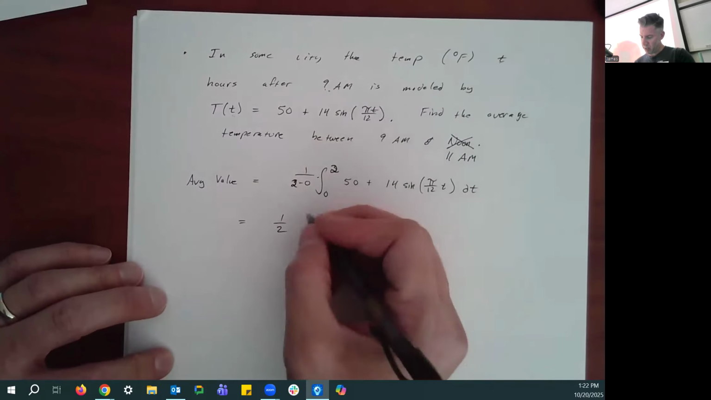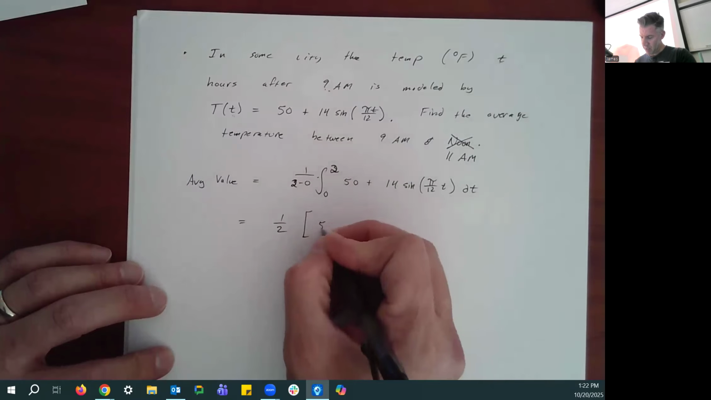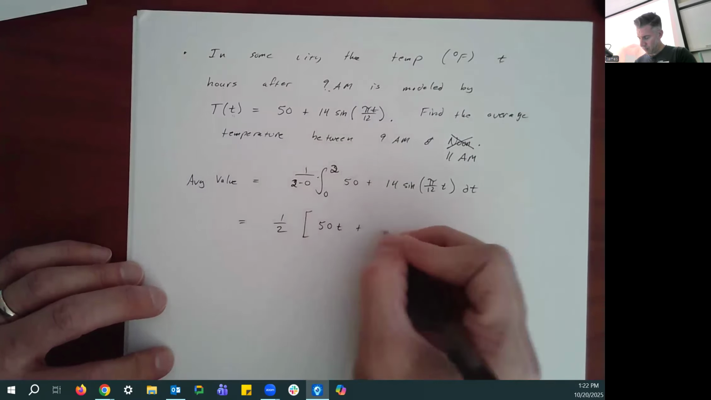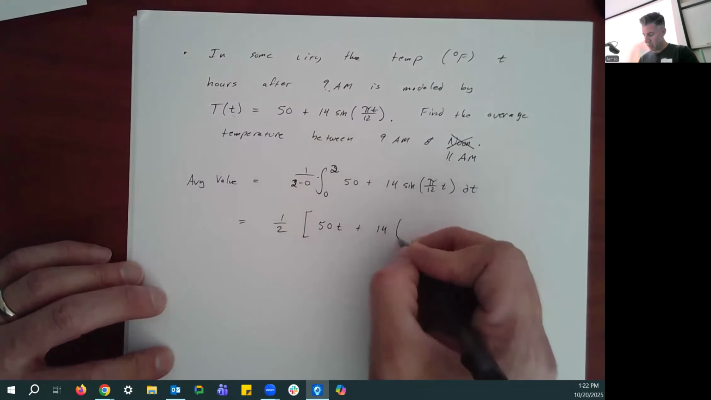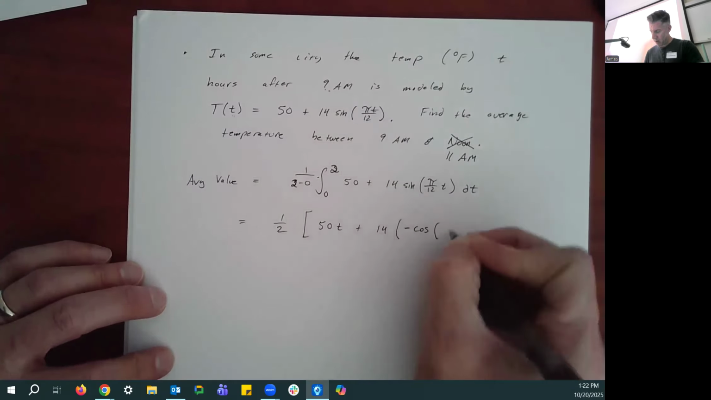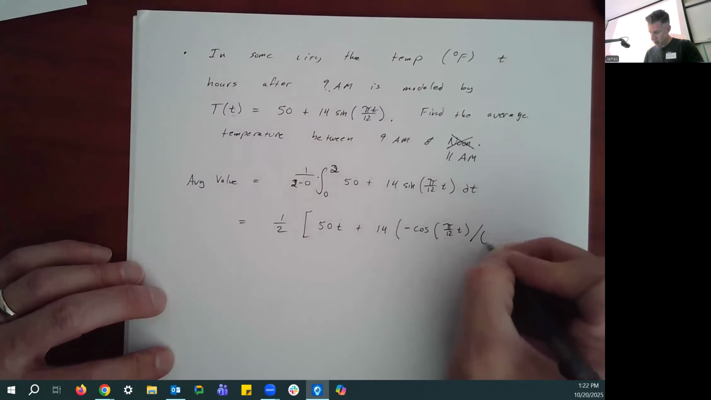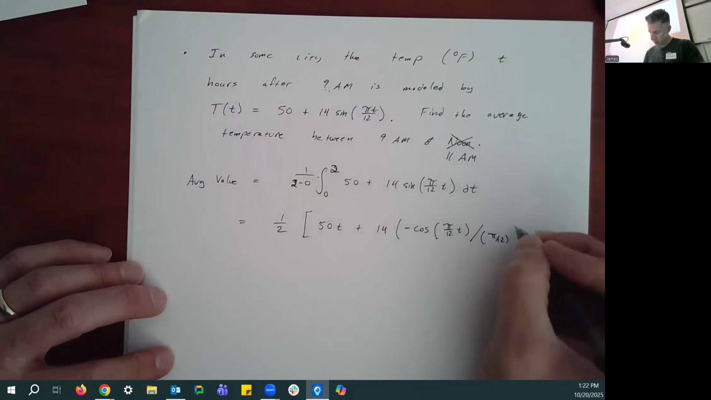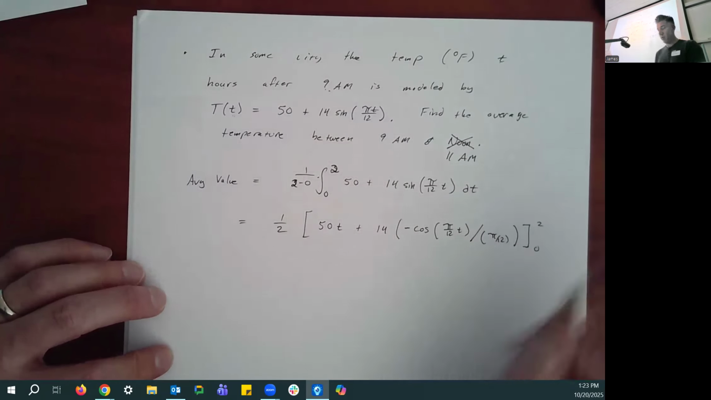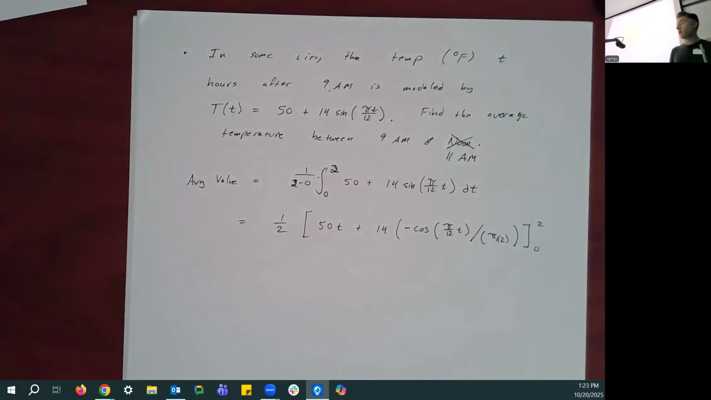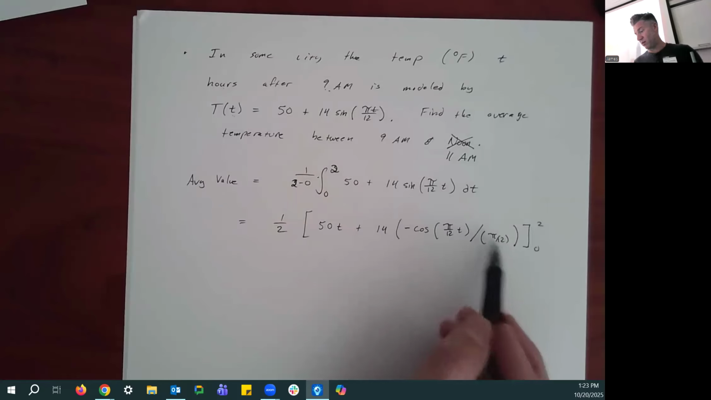So let's see, we're going to integrate this. We're going to get 50t plus 14 times the antiderivative of sine of a multiple of t, which is going to be negative cosine of pi over 12 times t divided by pi over 12, evaluated from 0 to 2. Just like when we integrate sine of 3t, we get negative cosine of 3t divided by 3. Same idea. We're just dividing by the multiple of t here.